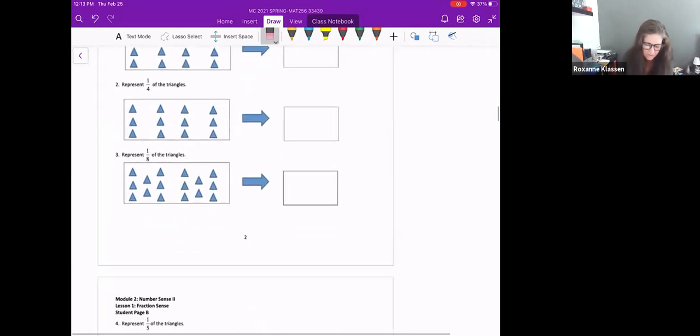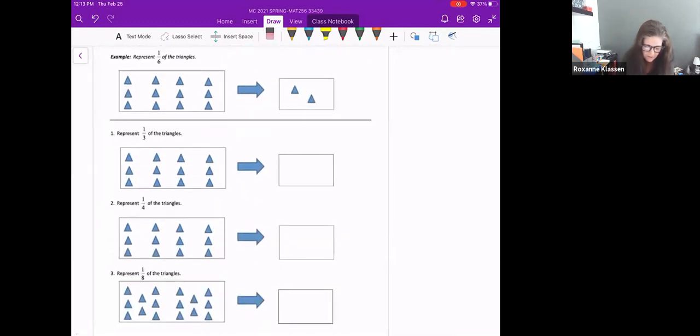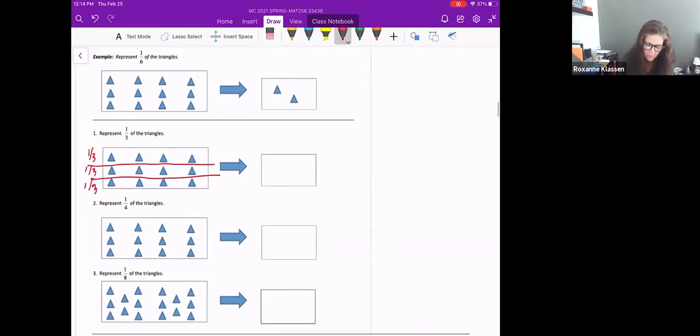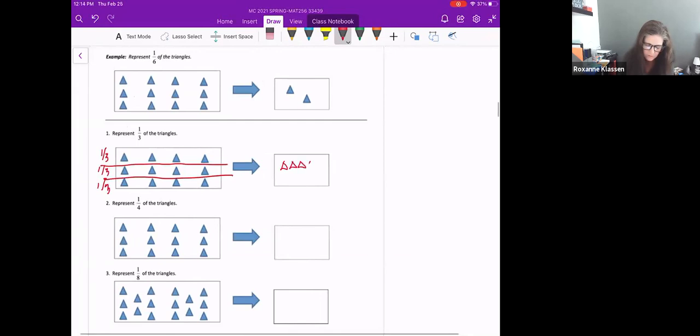Okay, and then you can see there's lots of other ones. So some of them are easier than others, like this one. If we do 1/3 of the triangles, if I draw, sorry, I'll do it like this. If I draw a line like this and like this, you can probably see 1/3, 1/3, 1/3. So there would be 4 triangles over here. Make sense? But on 1/4, I could draw my lines this way. Yeah? And so I'd only have 3 triangles here. You okay? Everybody hanging in there?